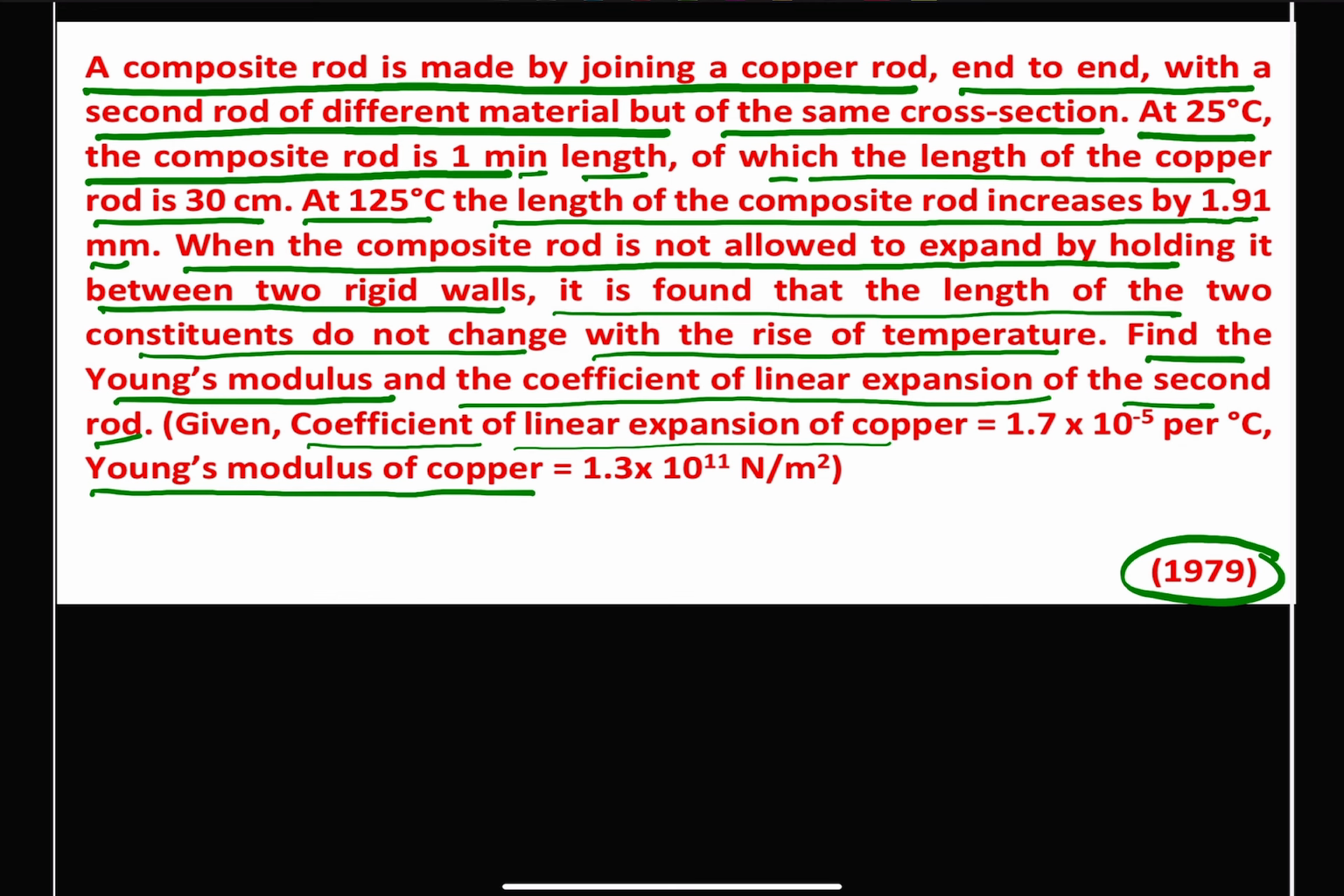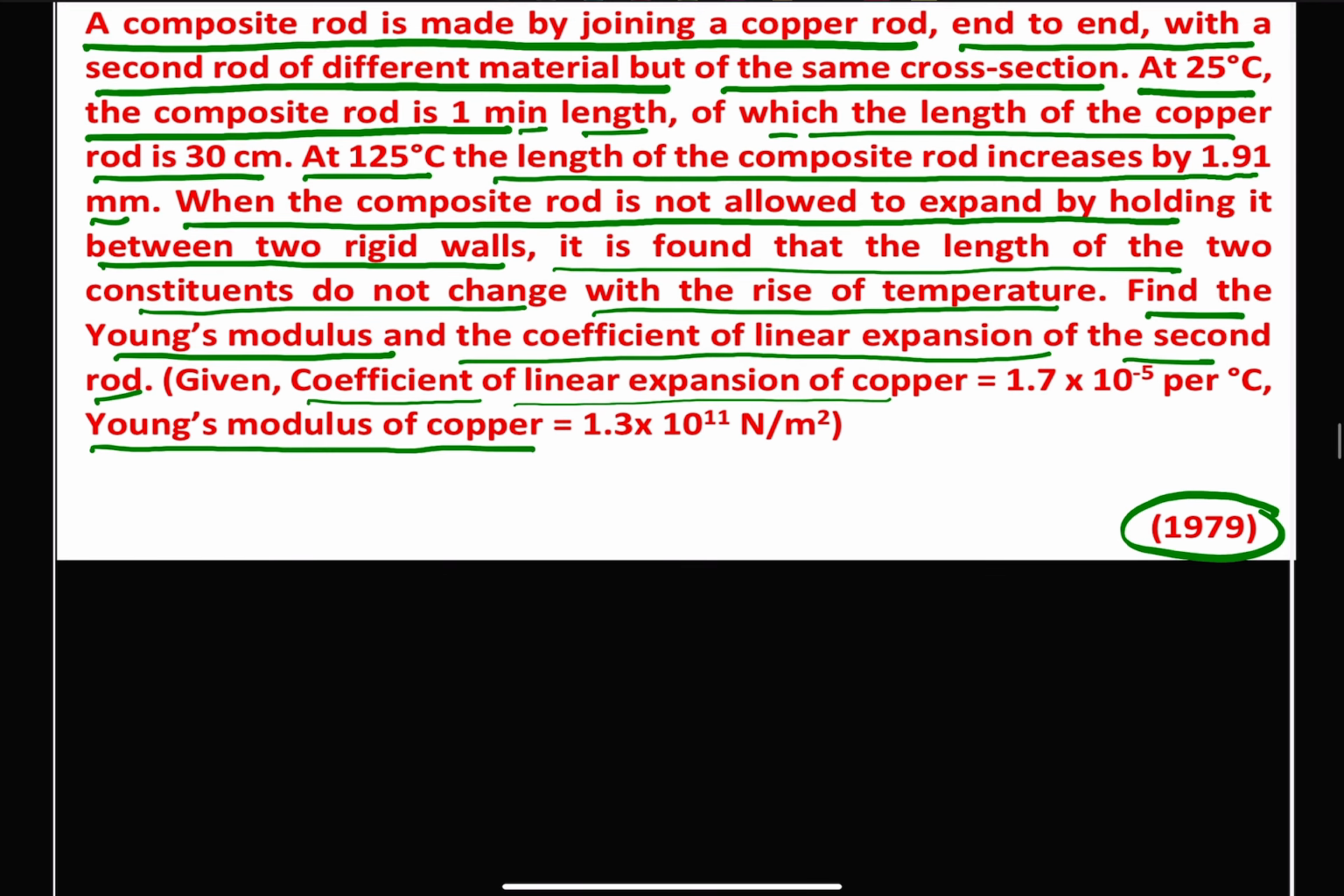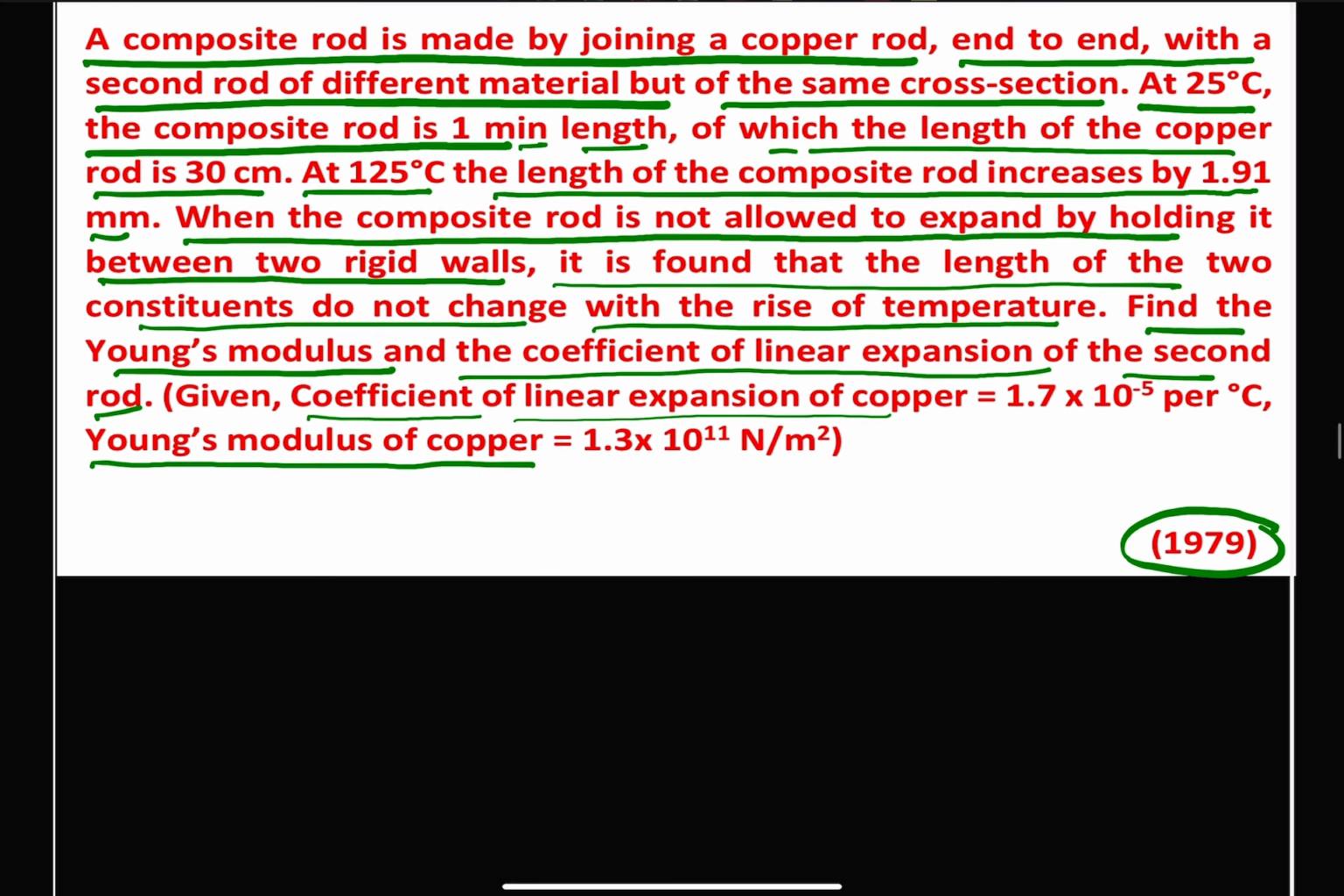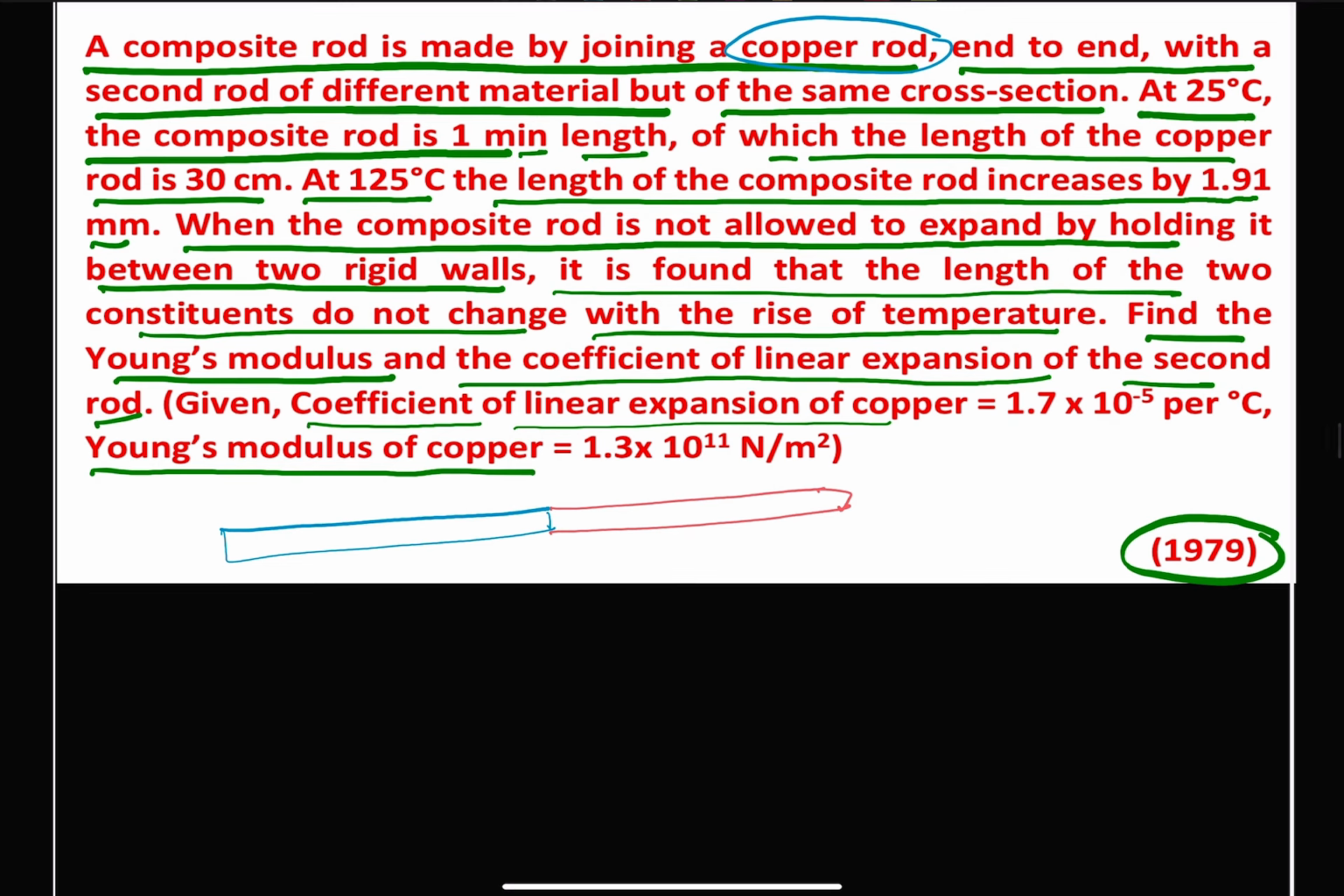So in this case, we are given that we are having two rods which are connected one after the another, and one of them is copper. Other is a different material which is not mentioned. So we have a composite rod connected one after the another, and the composite rod total length is, suppose this is our copper and this is our unknown material.